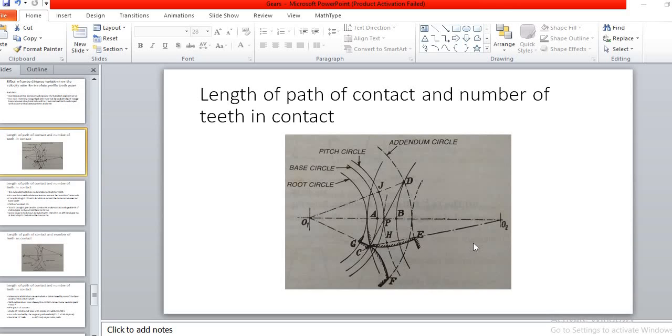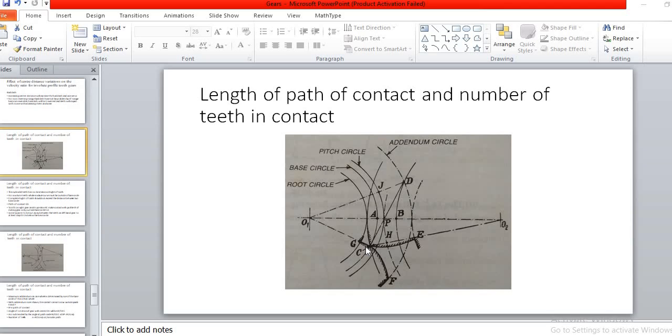For the gear on the right hand side with center O2, similar four circles are shown: a root circle, base circle, pitch circle, and addendum circle.